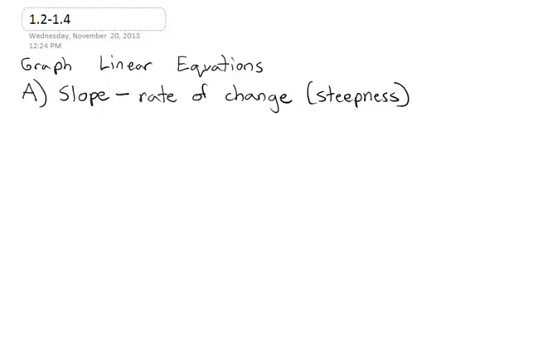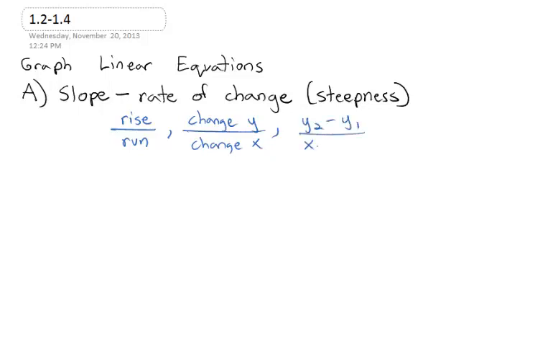You might have seen the formula rise over run. You might have seen the change in y over the change in x. You might have seen y2 minus y1 over x2 minus x1. Any of these formulas are really talking about the same thing. They're talking about the rate of change or the slope between two points.